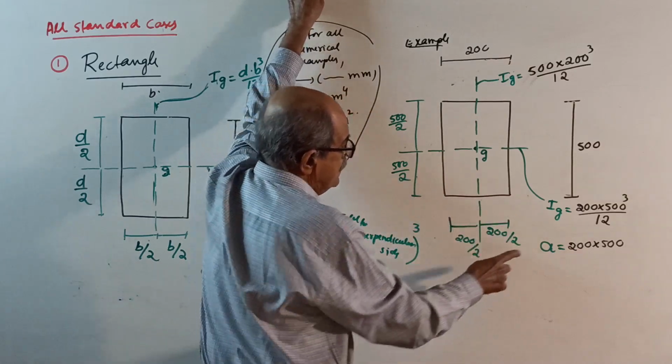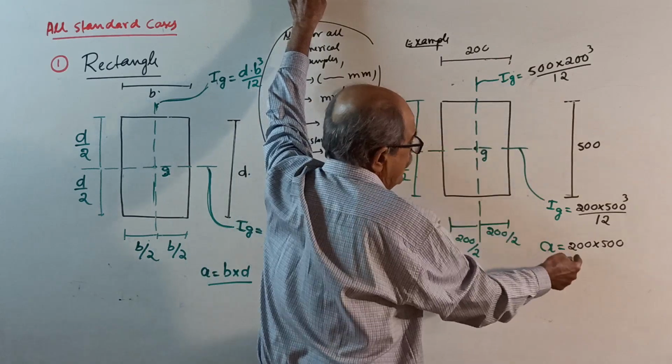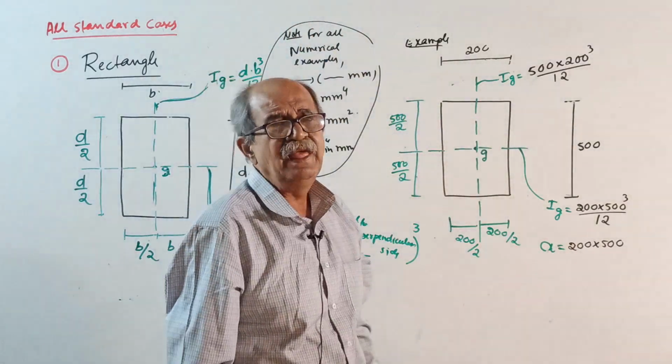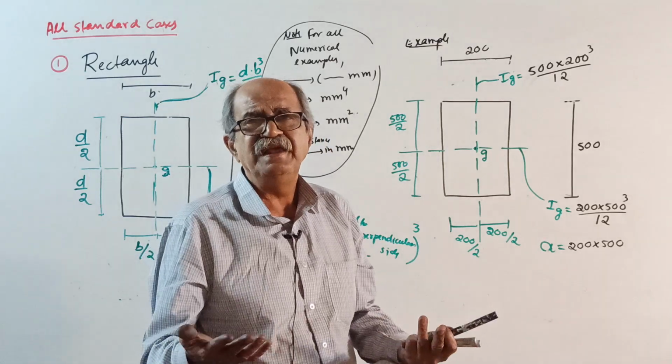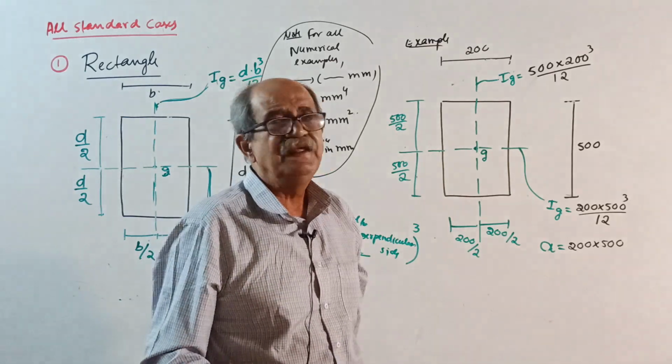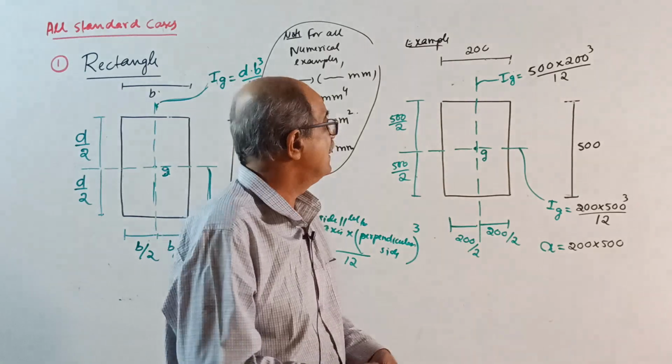200 by 2. Area: 200 into 500. Either 200 into 500 or 500 into 200. Area you can do anything. Why? There is no squaring or cubing there.